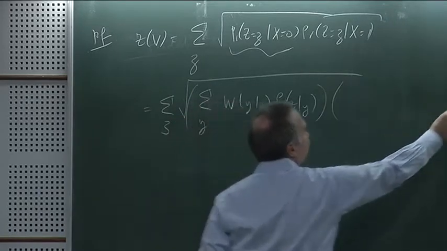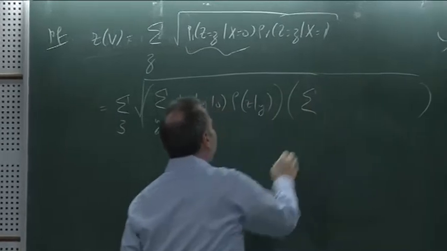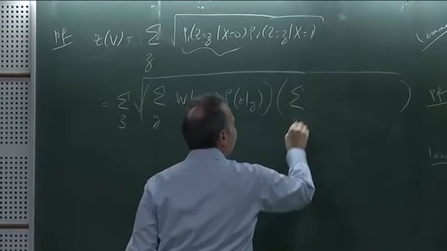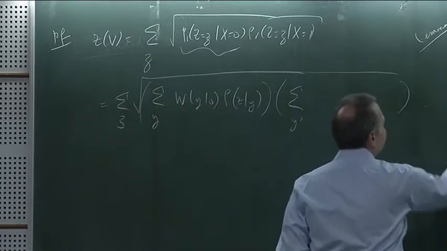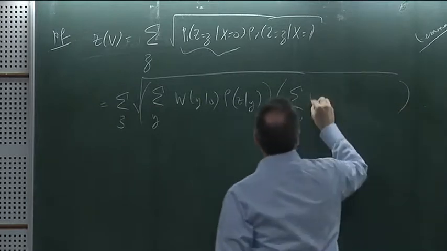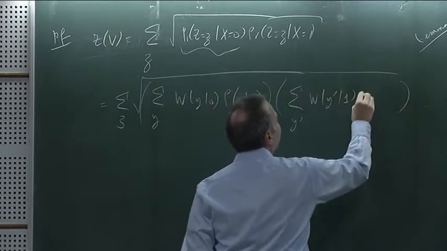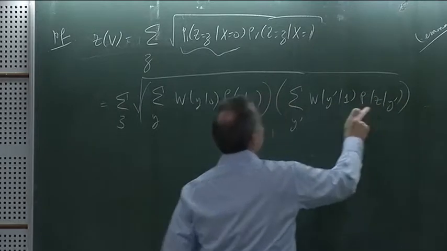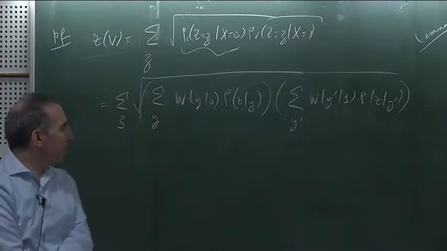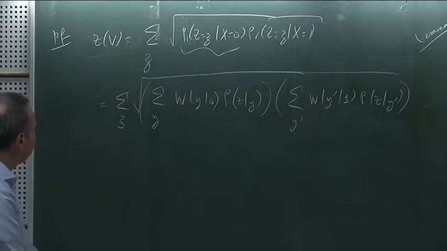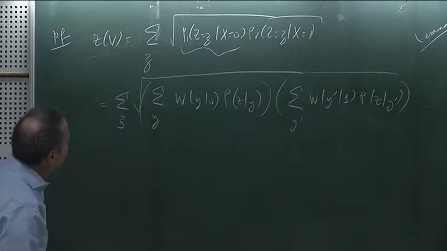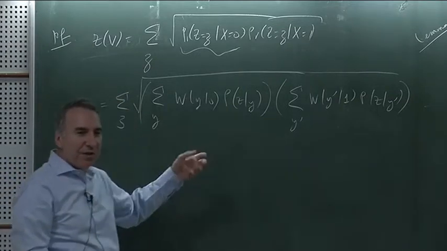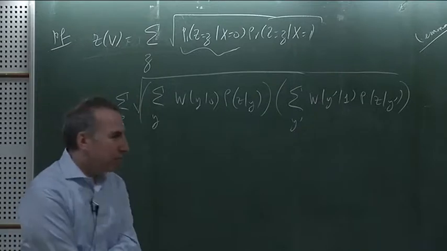And we have this one here. It's exactly in the same form, but maybe not to confuse things, I should use a different dummy summation variable, let's say Y prime. And this is the W of Y prime given 1, and the probability of Z, the same Z, given Y prime. Fine. So now, what are we going to do here? When you have these kinds of things, you should think of an inequality of the following type.